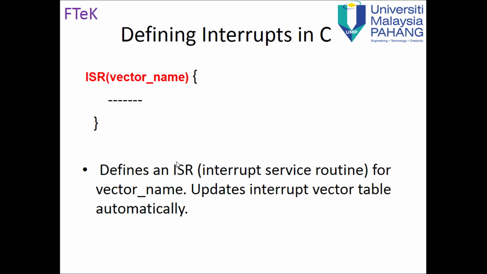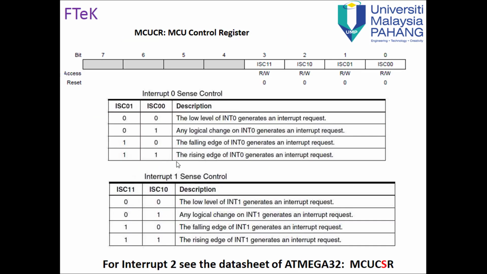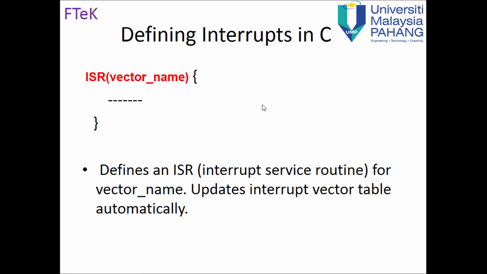When the interrupt happens, for example, if I choose this case on the falling edge, when a falling edge happens and we have already enabled the interrupt, this function will be called. Here this function is ISR, and here I give it a vector name. ISR is the interrupt service routine for a vector name. A vector name can be one of the interrupts, or the overflow or compare trigger in the timers.